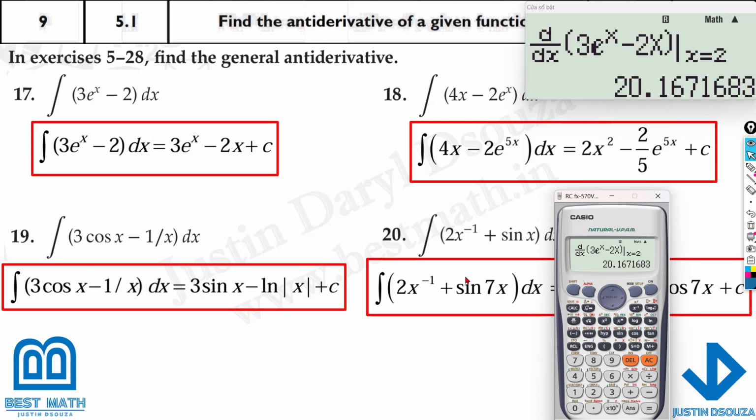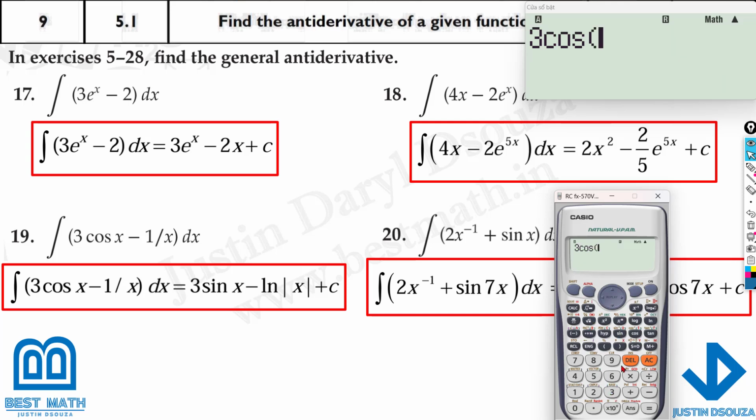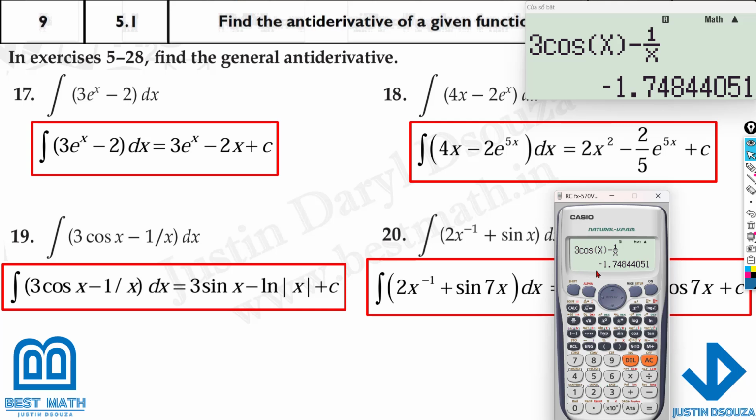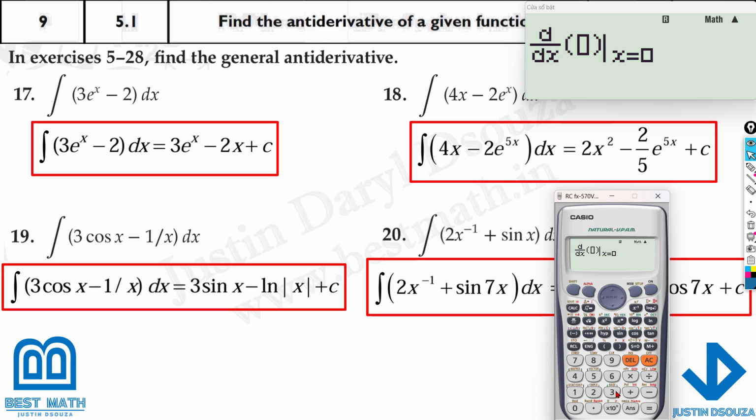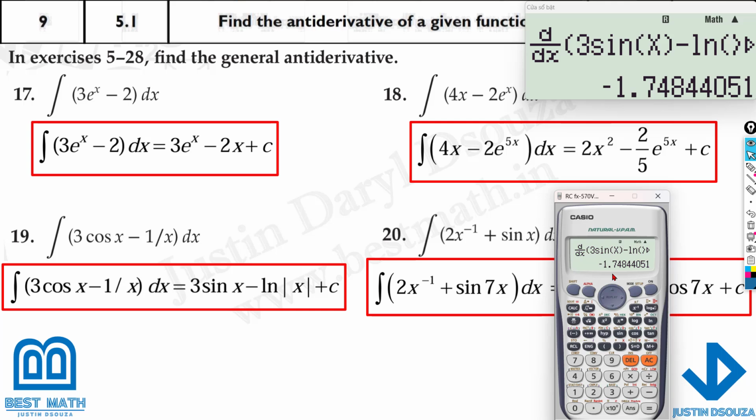Now what about this one here? So I'll first write 3 cosine x, close the bracket, minus 1 divided by x. I don't write anything else, just calculate it at 2. The answer is negative 1.748. Now here, shift dy by dx, 3 sine x. The first part is very easy. Minus, what is this? Ln x. And now when we write 2 over here, you're going to get the same answer.